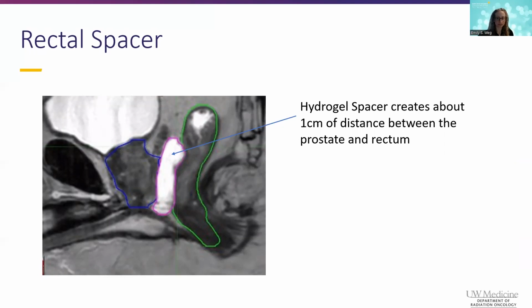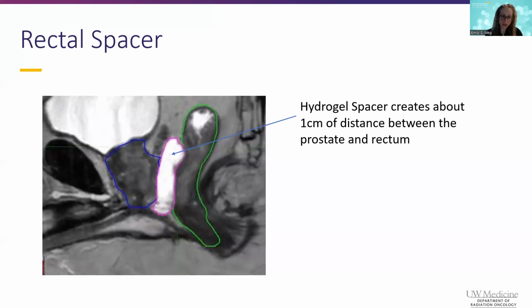This is somebody, we are looking into the patient as if we cut them right down the middle. So here is a bladder to get you oriented. This gray blob outlined in blue is actually a prostate. This outlined in green is a rectum, and this bright thing that's outlined in pink is a spacer. And you can see that it pushes the rectum away from the prostate. So if the radiation comes down and circles the prostate, we're really staying farther away from the rectum.